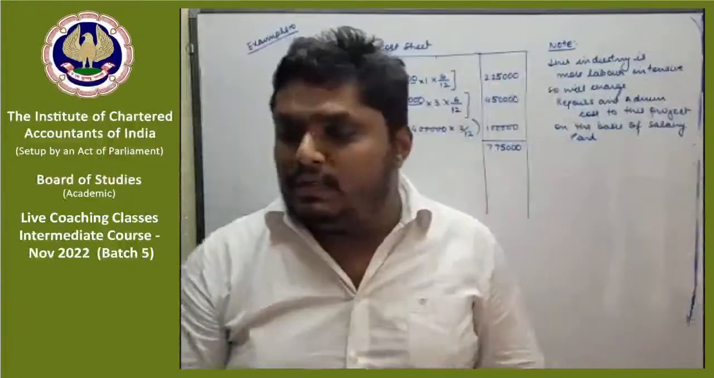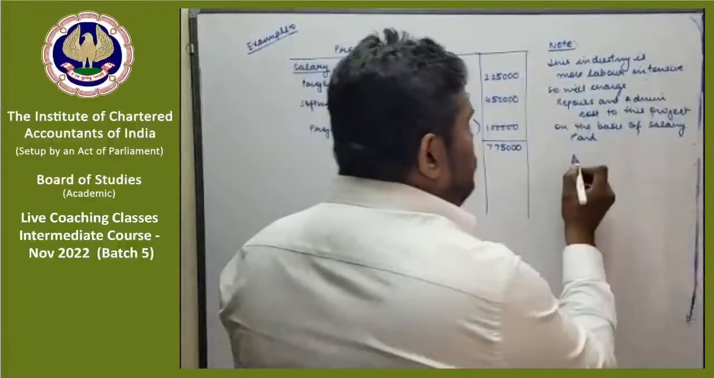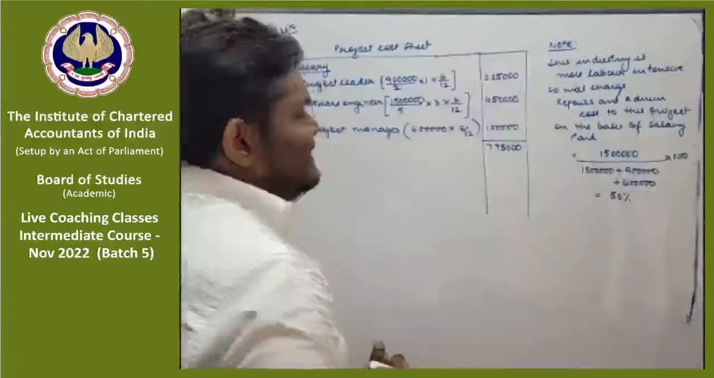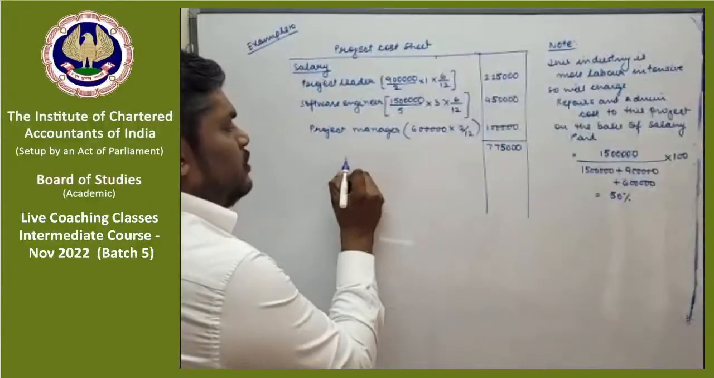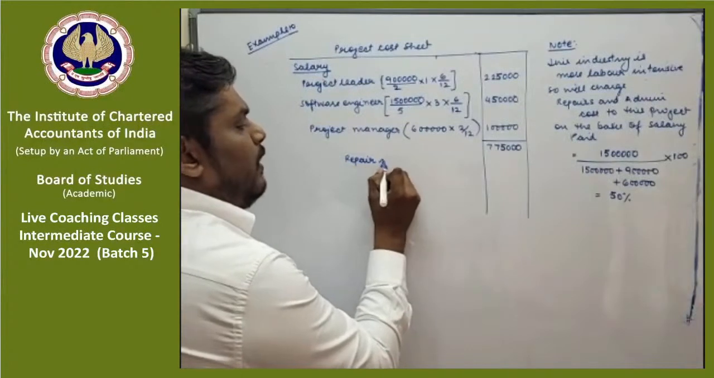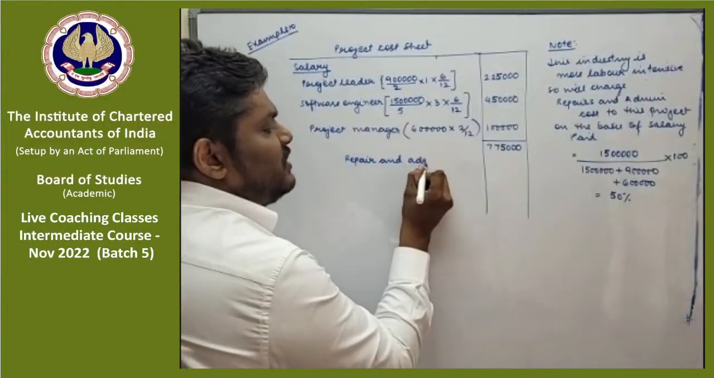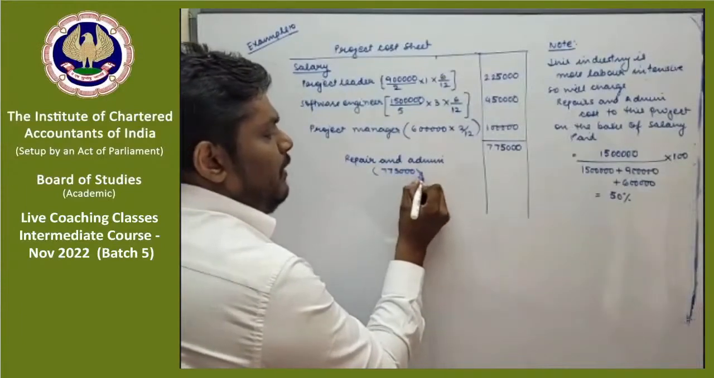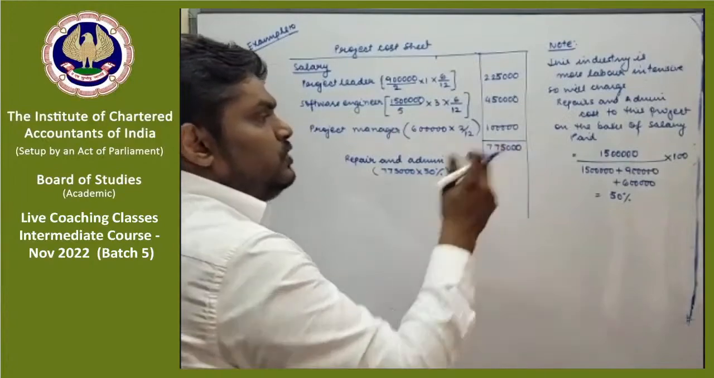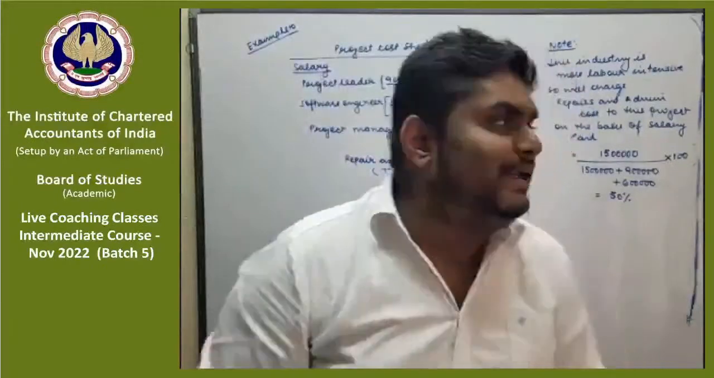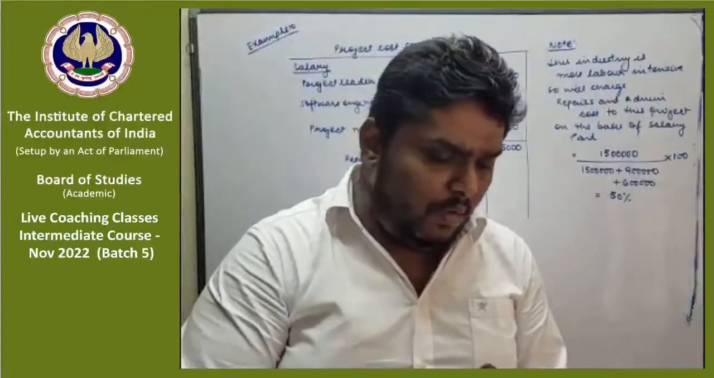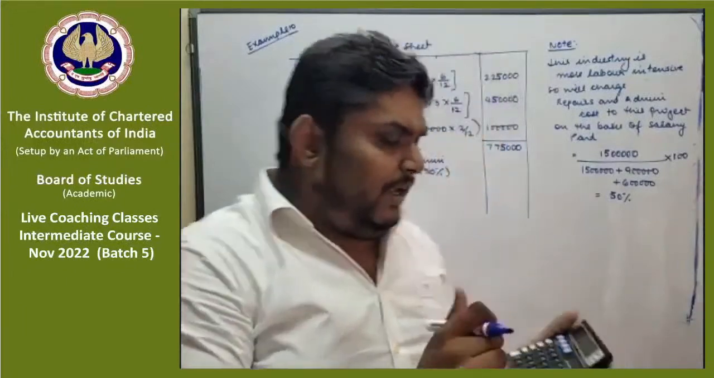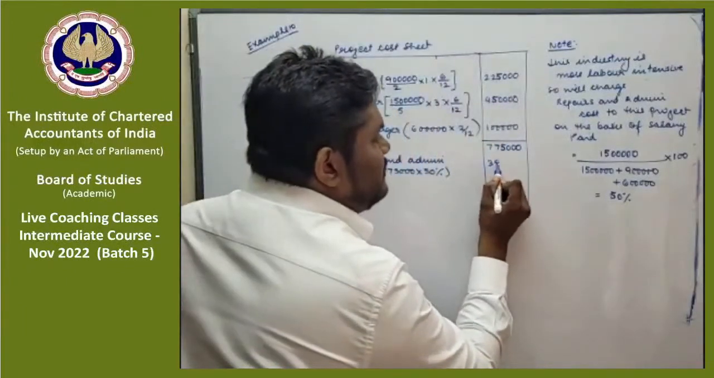So see guys, the total overhead cost is 3 plus 12, that is 15 lakh, against a salary of 15 lakh, so repairs and admin will be charged accordingly. So 7,75,000 into 50%. We will calculate the absorption rate, that is 50%, and accordingly the repairs and the administration overheads are charged to this project, and this will be 3,87,500.